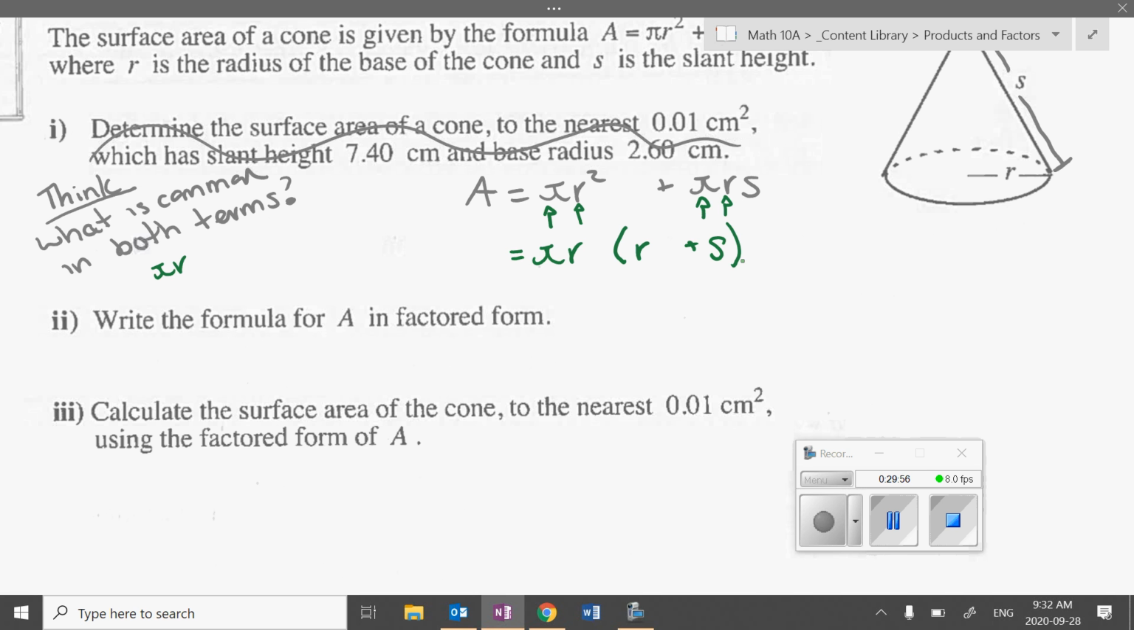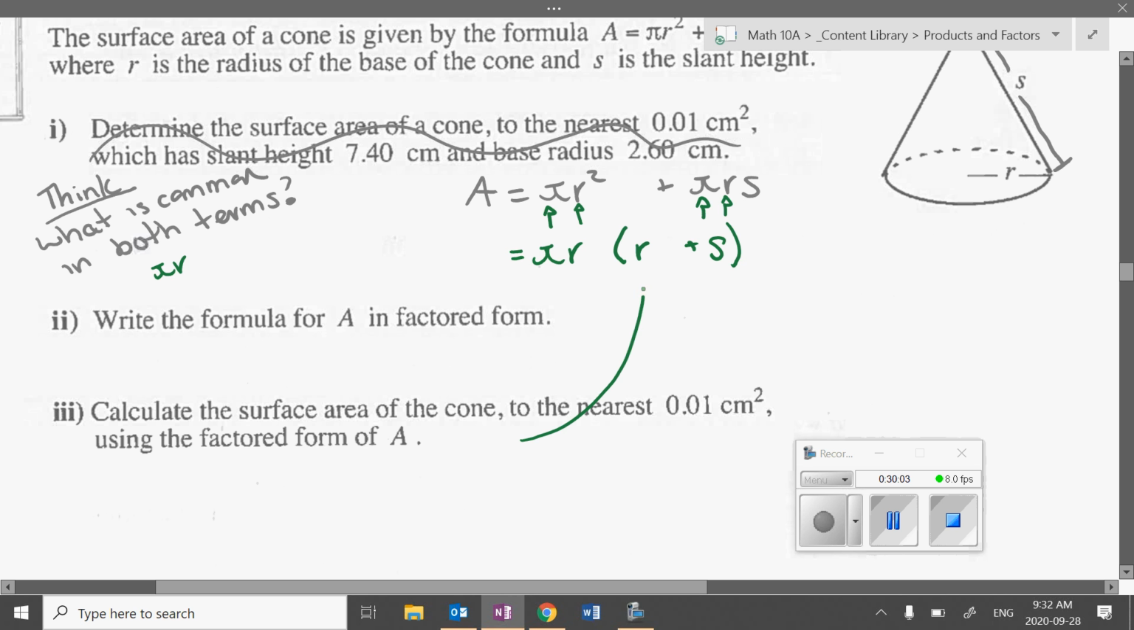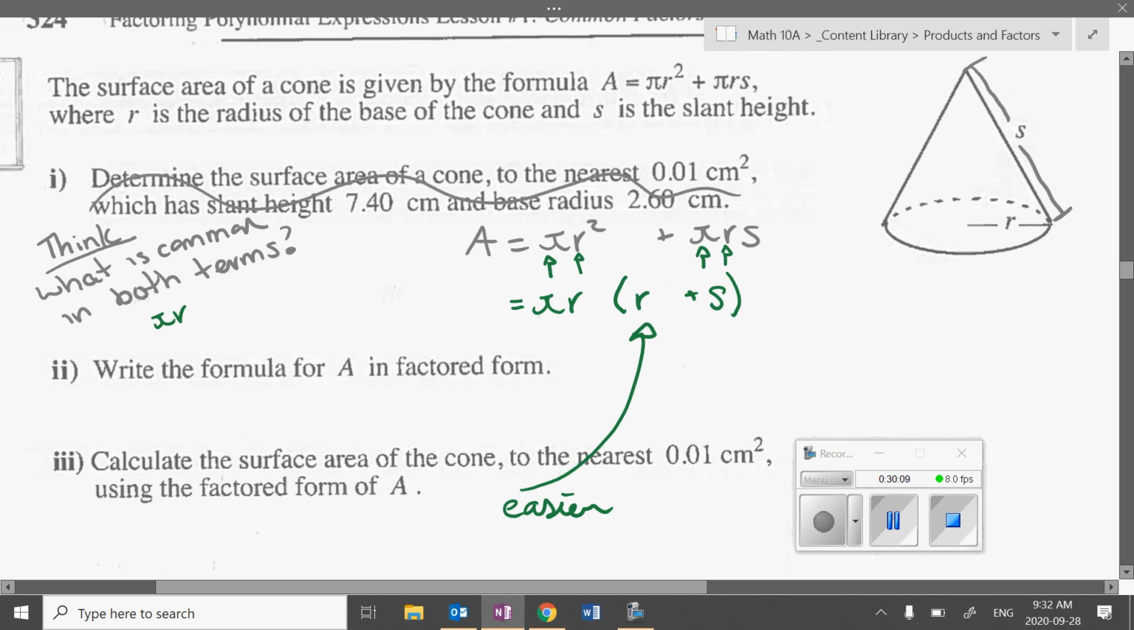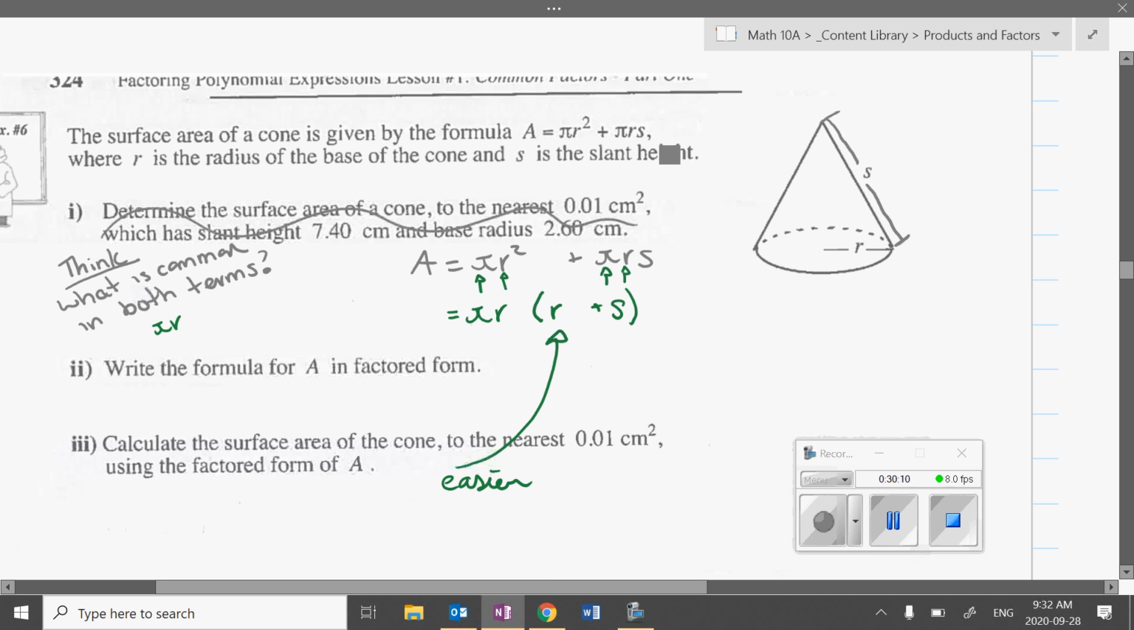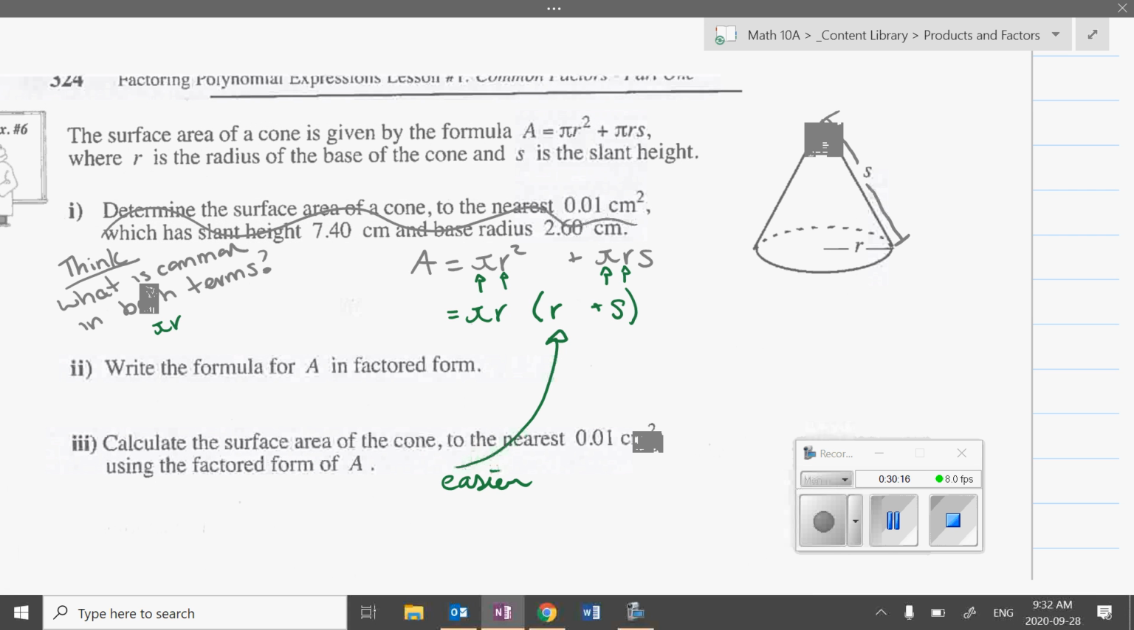If we were actually to calculate the surface area, I would argue that this form is going to be easier. It's easier just to add two numbers together and then multiply them, I think. Truthfully, you could argue either way. It's going to be personal preference, but that one could be easier, and that's what they're getting at here. Sometimes when you're doing math, it might be easier to use some factored form options. And that's it for GCF.